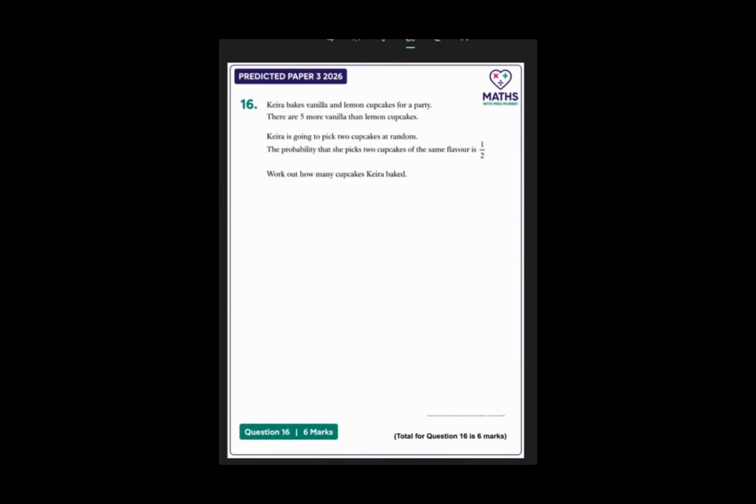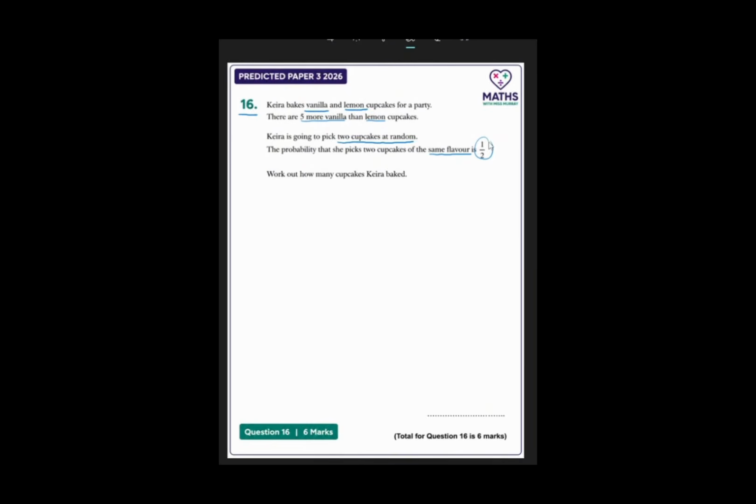So we are now on question 16. Kira bakes vanilla and lemon cupcakes for a party. There are 5 more vanilla than lemon. Kira is going to pick 2 cupcakes at random. The probability she picks 2 of the same flavour is a half. Work out how many cupcakes Kira baked.